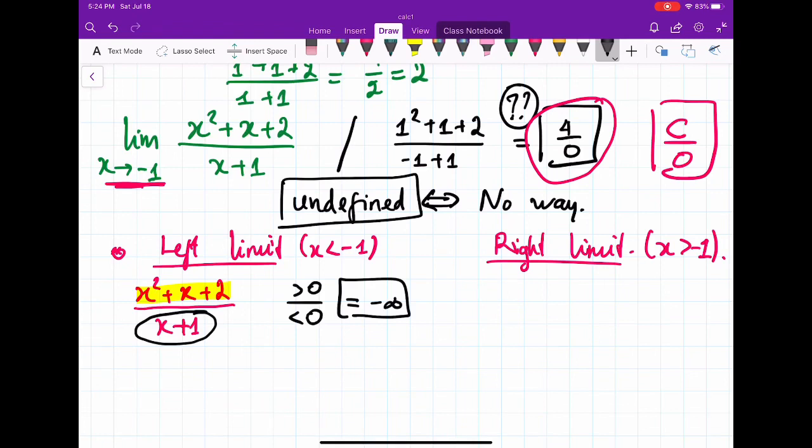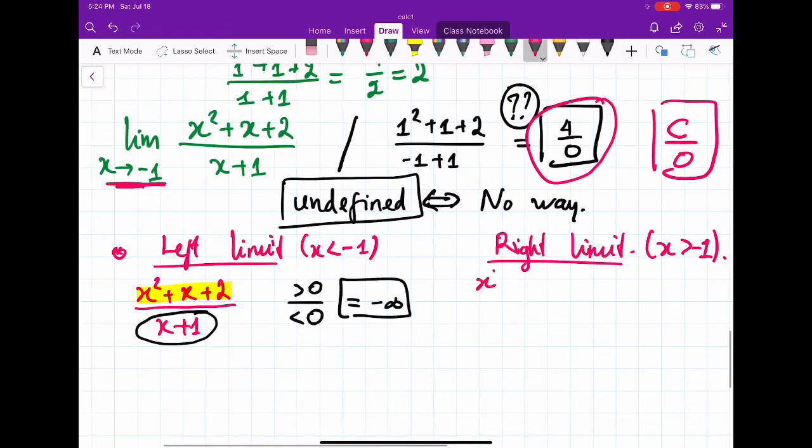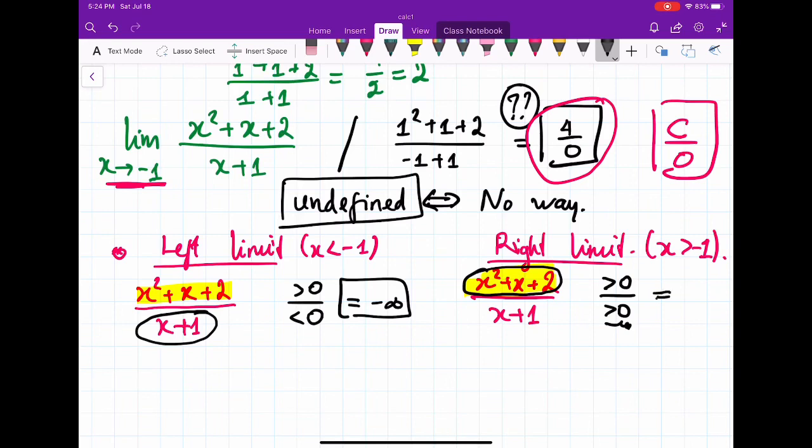And if you consider the right limit, you have x squared plus x plus 2 over x plus 1. The part on the top is bigger than 0 when x is close to -1. So you have a positive number divided by a positive number very close to 0. So it seems like this approaches positive infinity. The left limit and the right limit in this case are not equal, so the function does not have a limit. That is one way to consider this limit.